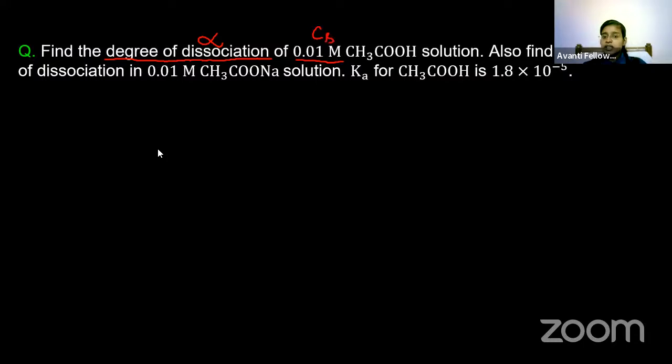Also find its degree of dissociation in 0.01 molar CH3COO solution. We have two solutions, and we are asked to find the degree of dissociation for both. But we are provided with only the Ka value for acetic acid, not for the sodium acetate ion. So let's go ahead with the solution.